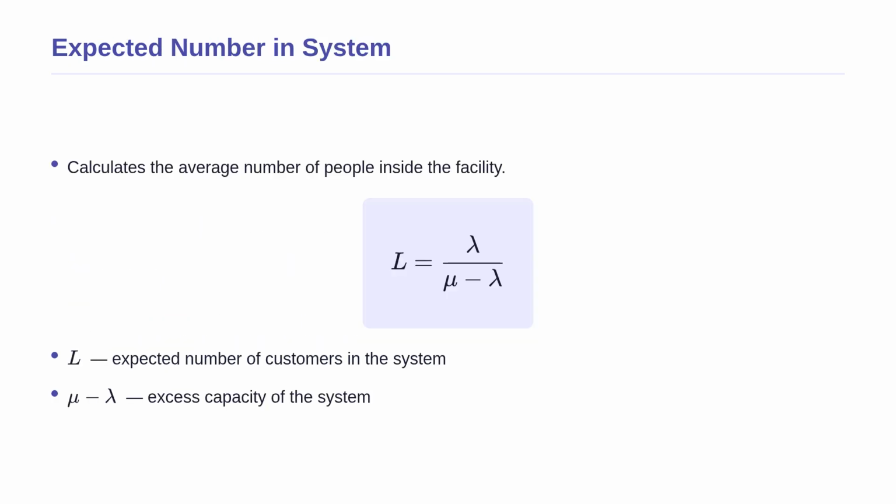Let us look at the formula for the first of the big 4 metrics, L, the expected number of customers in the system. This formula takes the arrival rate, lambda, and divides it by the difference between the service rate, mu, and the arrival rate, lambda. Conceptually, that difference in the denominator represents the excess capacity of the system. This excess capacity acts as a safety margin that keeps the line from growing out of control. As the arrival rate gets closer to the service rate, the denominator shrinks and the number of people in the system grows very rapidly.